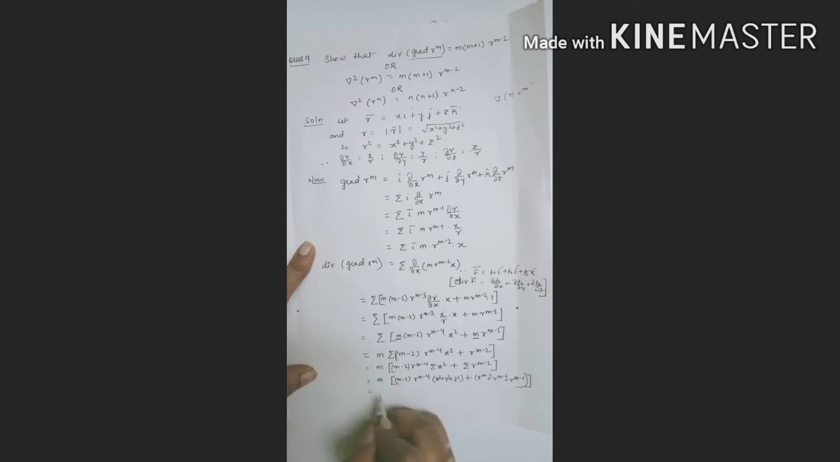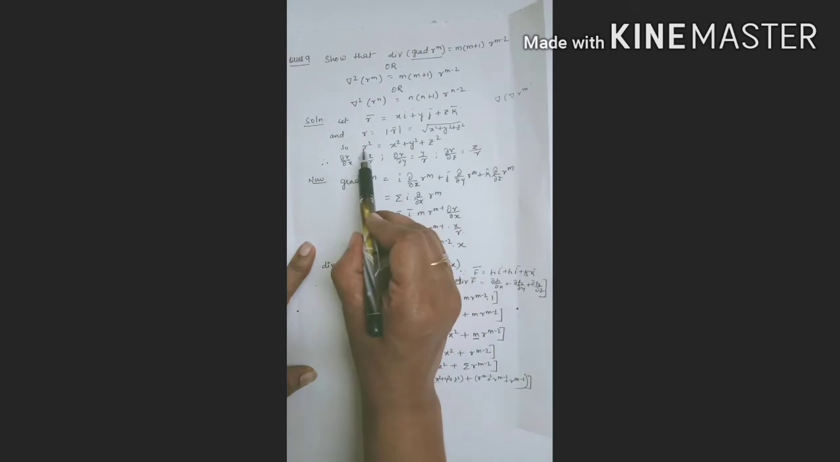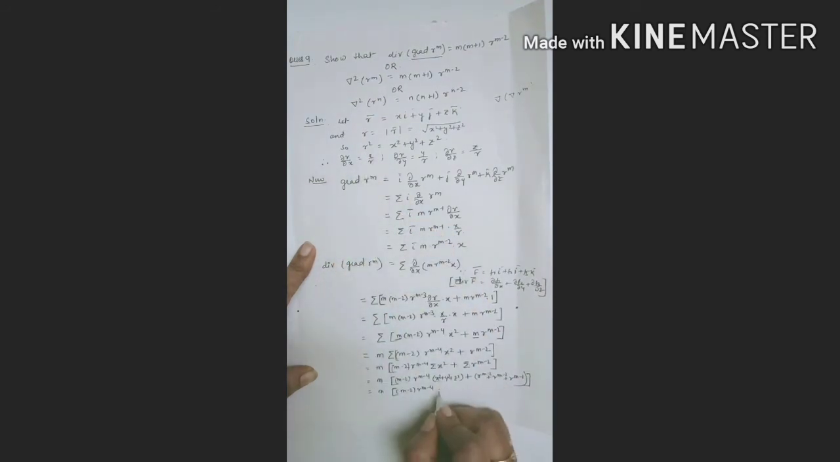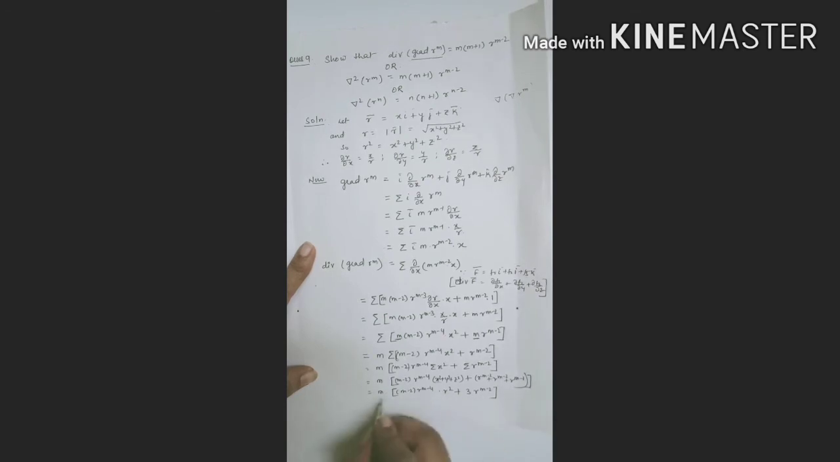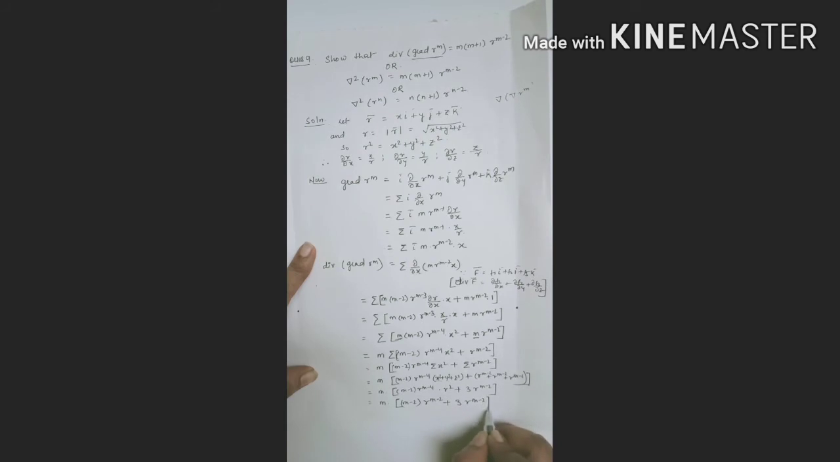Now you see here, this gives you m times m minus 2 r to the power m minus 4. What is x square plus y square plus z square? That is nothing but r square. So put the value of this as r square, plus this is nothing but 3 times r to the power m minus 2. Now r square with this will give you, m is common outside, m minus 2 r to the power m minus 2 plus 3 r to the power m minus 2.